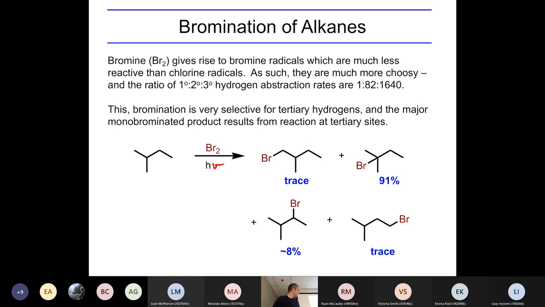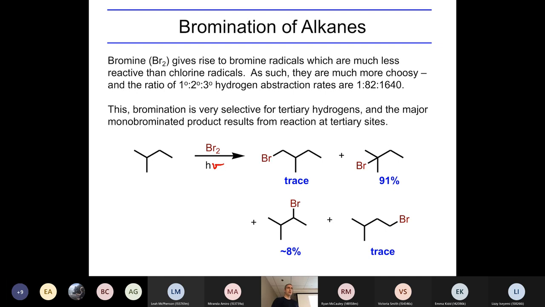So you can see in this particular alkane, there's a trace of the two products that are primary alkyl halides. There's a decent amount, 8% or so, of the secondary one, but almost all of it, 91%, is the top right one, which gives you the tertiary alkyl halide. So bromination is the same reaction, but it's selective. The major product will be tertiary. And the reason it does that is it goes through the most stable radical intermediate. And for that reason, you're going to get that product as major.